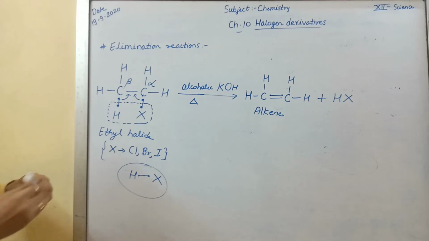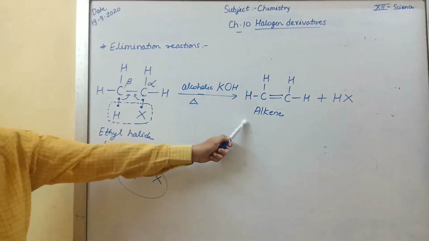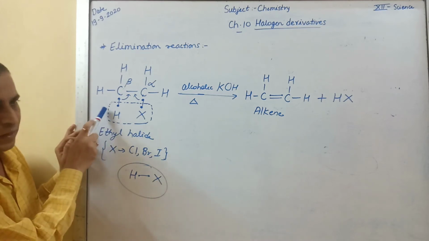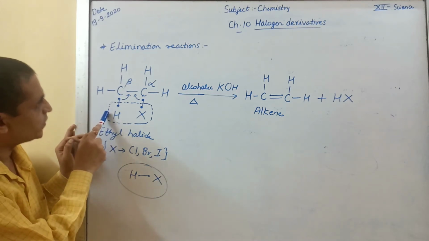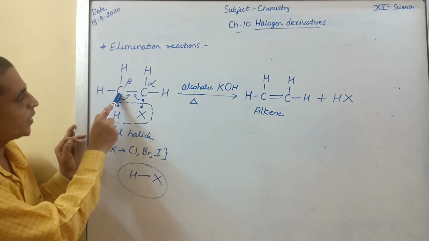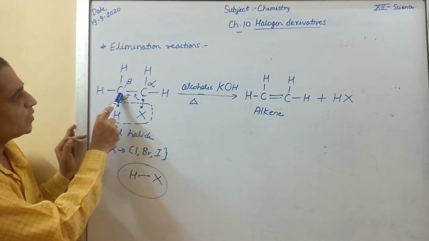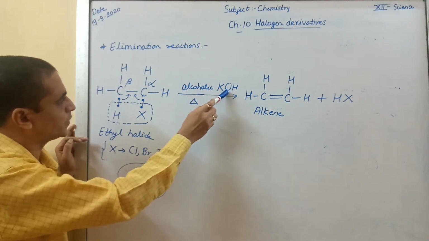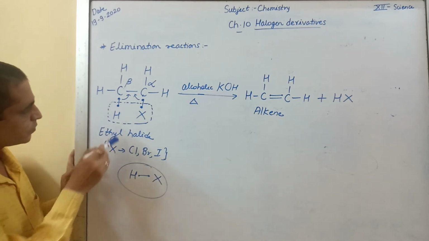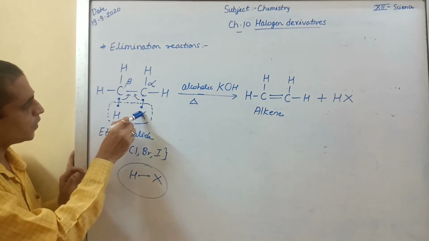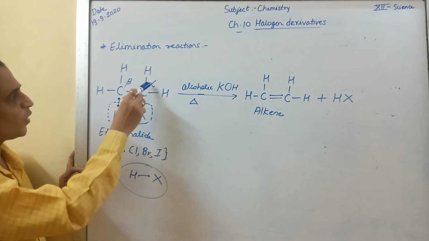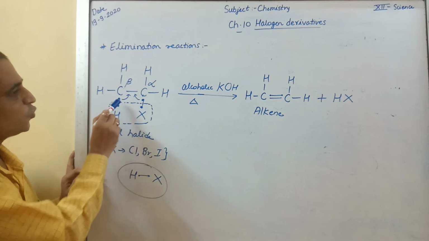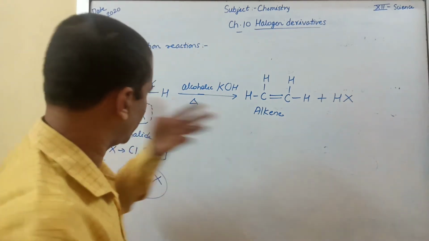So what happens during elimination reaction, the preferred product is what? Alkene. So how do you write down the statement? When alkyl halide having at least one beta carbon is boiled with alcoholic potassium hydroxide, then halogen atom is removed from alpha carbon and hydrogen atom is removed from beta carbon to produce alkene.